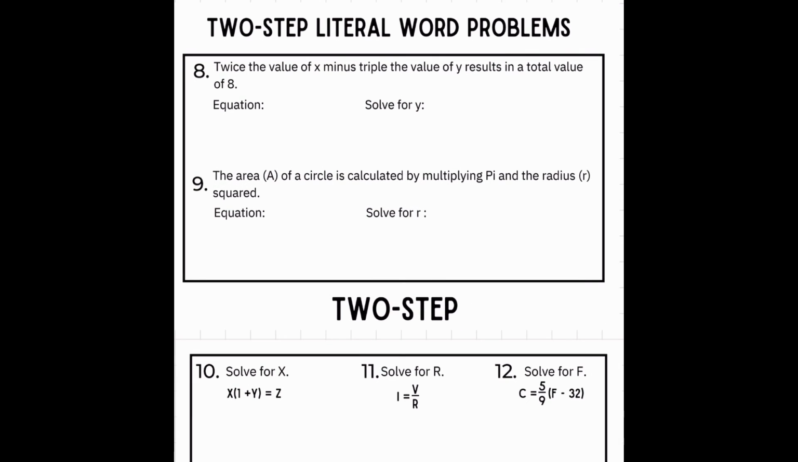All right, so let's talk about a few word problems here. It says twice the value of x minus triple the value of y is a total value of 8. So if I write this equation, twice the value of x, so 2x, minus triple the value of y, so triple is going to be 3y, gives you a result of 8.